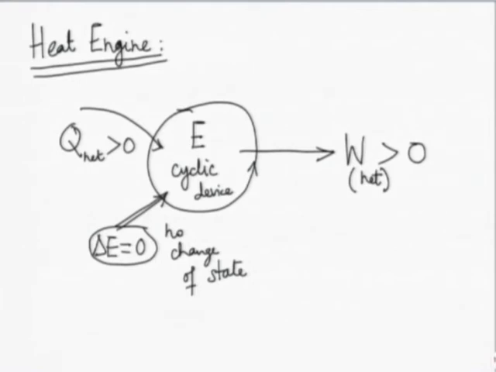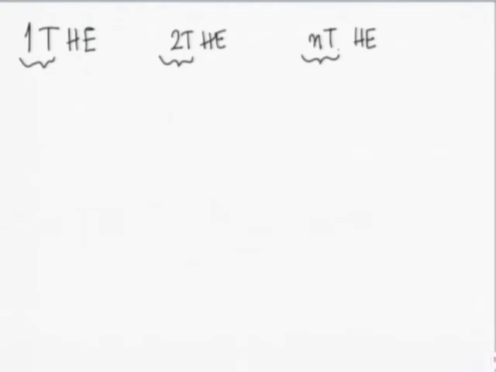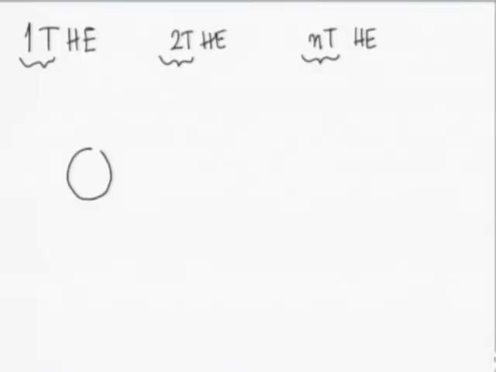Now, after having defined these three entities, heat engine, its efficiency, and a thermal reservoir, let us get into the real scheme of things. We will now modify or qualify the definition of a heat engine by a 1T heat engine, a 2T heat engine, etc., and an NT heat engine, 3T, 4T, 5T. This 1T, 2T represents the number of heat reservoirs that an engine may interact with. For example, a 1T heat engine will look like this.